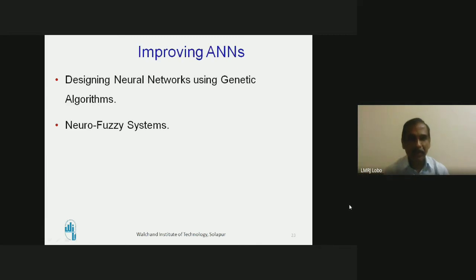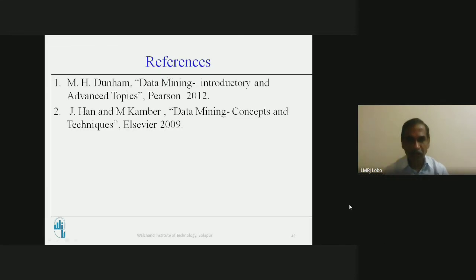How do we improve these artificial neural networks? By using optimized algorithms like genetic algorithms or a neural fuzzy system to get our desired output.